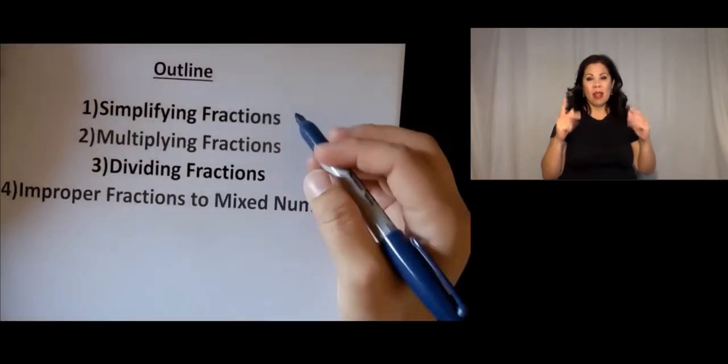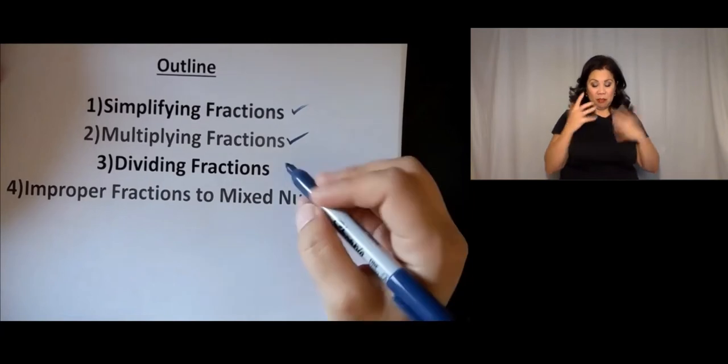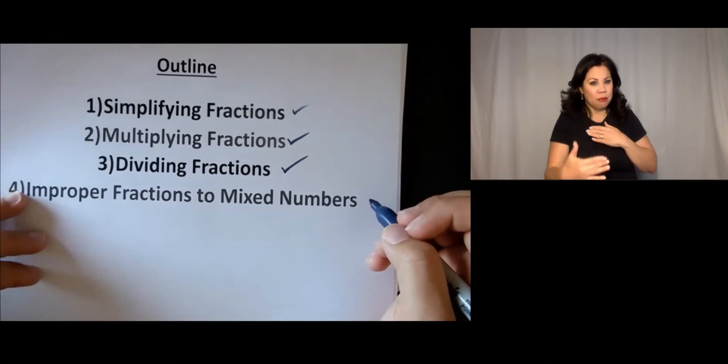All right, we did simplifying fractions. We just did multiplying fractions. Now we're going to get into dividing fractions and then move on to improper fractions to mixed numbers.